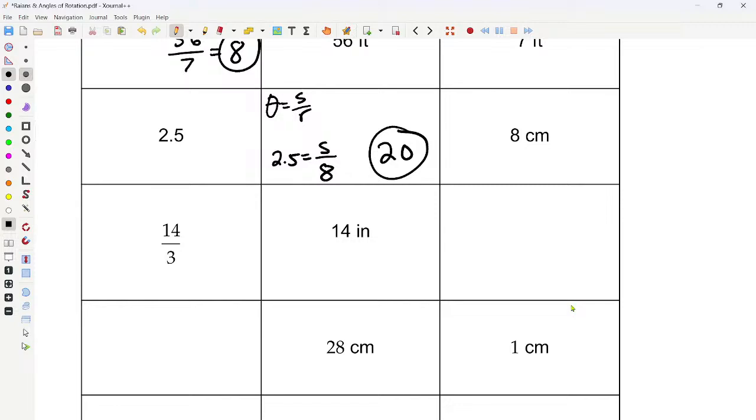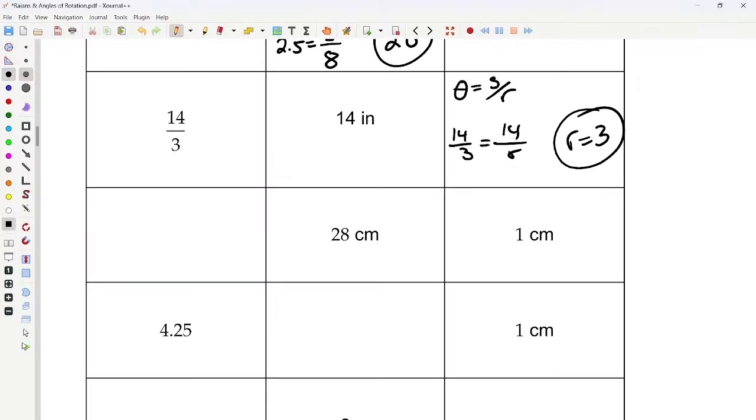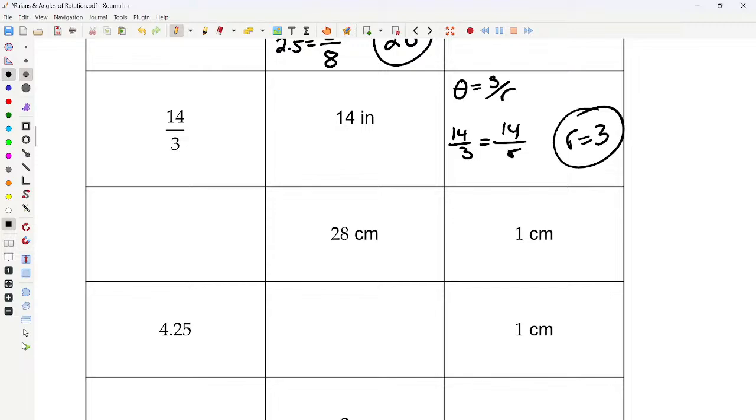Find a radius. Given a radian and an arc length, you know where I'm going with this. Maybe you do. S over R. So 14 over 3 equals 14 over R. I'm thinking R is 3. What's the radian measure if our arc length is 28 and R is 1?